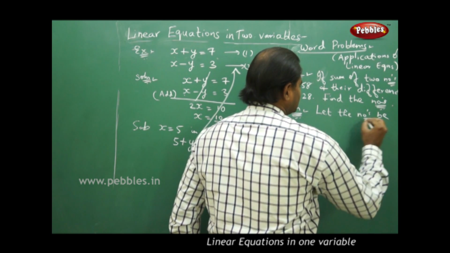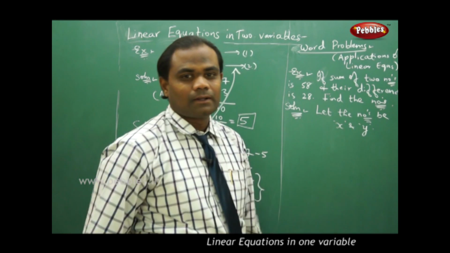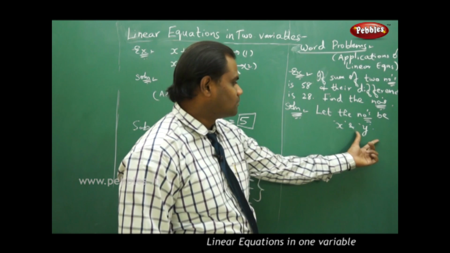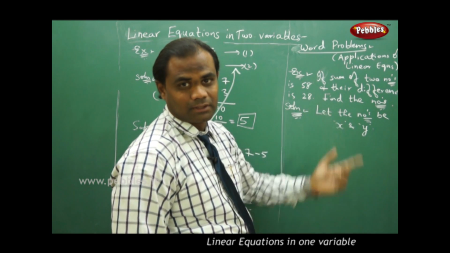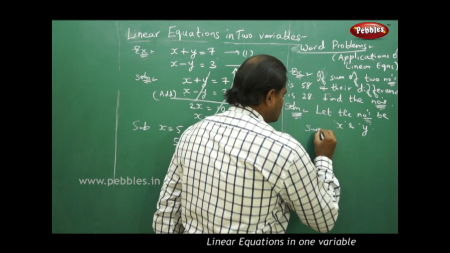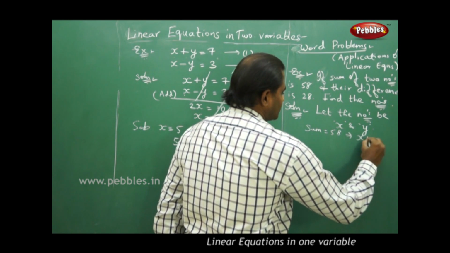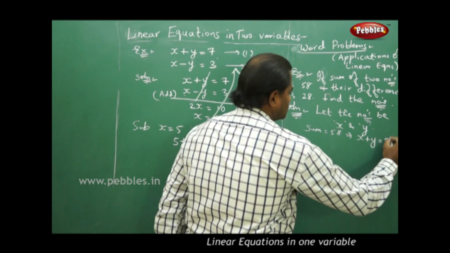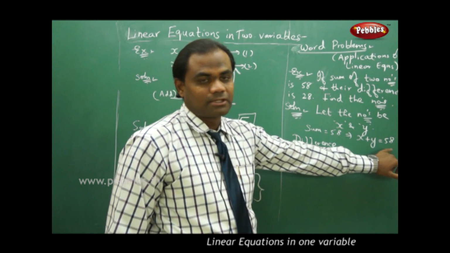Let the numbers be x and y. Now, if I take the numbers as x and y, clearly the sum of those two numbers is said to be 58. The sum is plus. So the sum is 58 implies x plus y is 58. Mathematically, it is x plus y equal to 58.